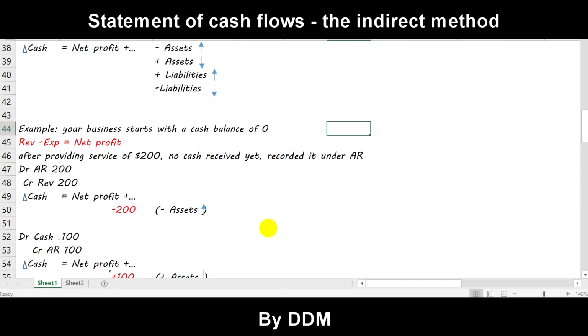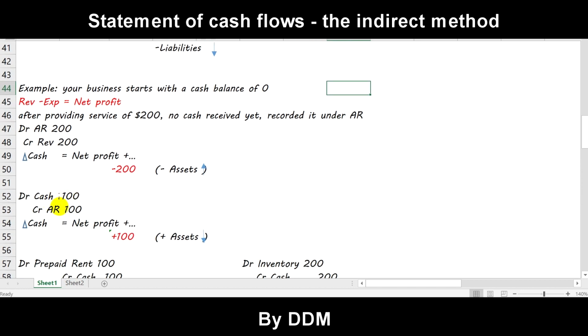Now let's look at what if the customer paid us $100. After we received the $100 from the customer, we recognize that cash increased by $100, but this transaction has no impact on net profit. This side increased by $100. That means we need to add $100 on this side to make both sides equal. And this $100 is the reduction in accounts receivable, which is an asset item.